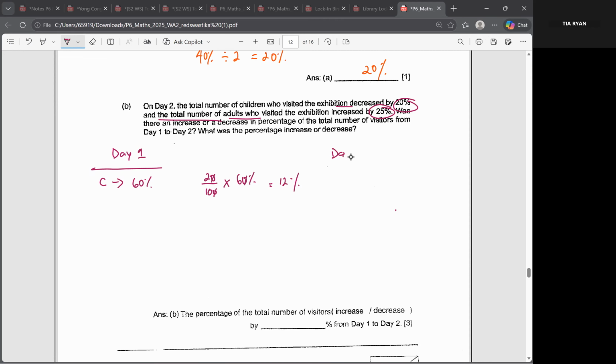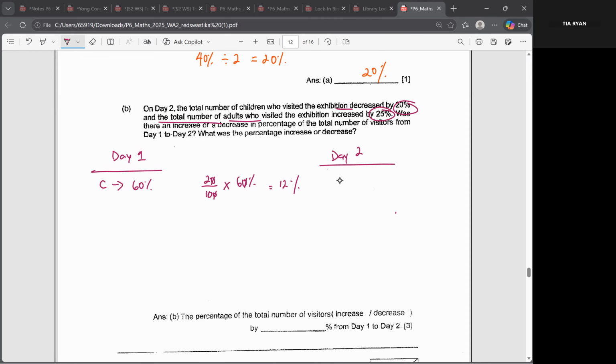So day 2, the children are 60% minus 12%, since it decreased by 20%. Because what is the whole of this 20% decrease? The whole of it is not the total, it's just of the children. So I need to take off 12% from the children, which gives me 48% on day 2. Agree?